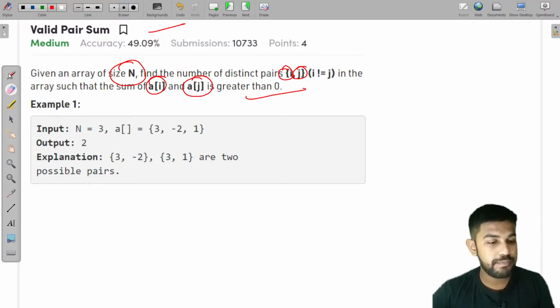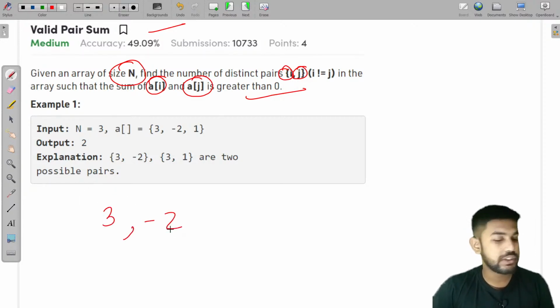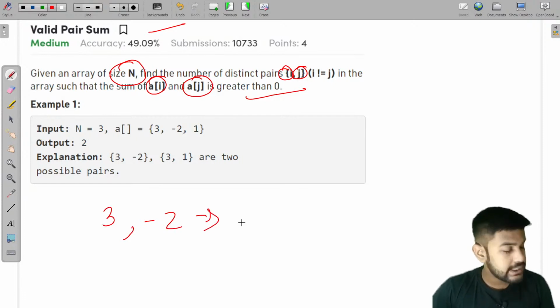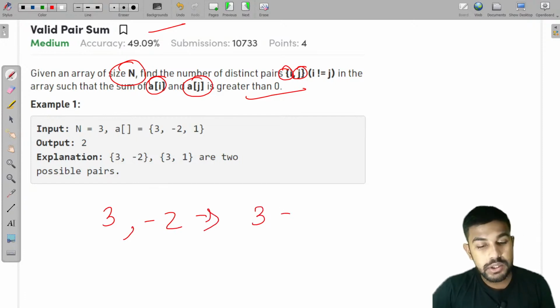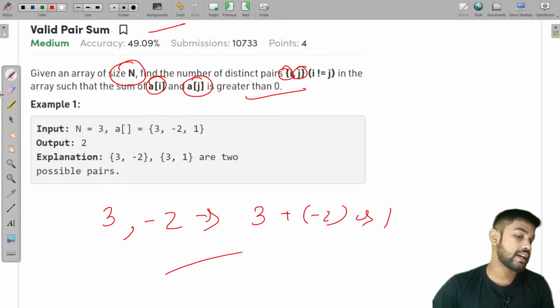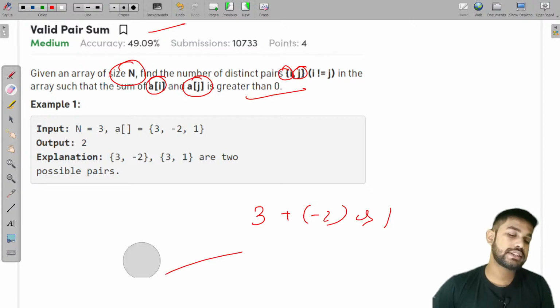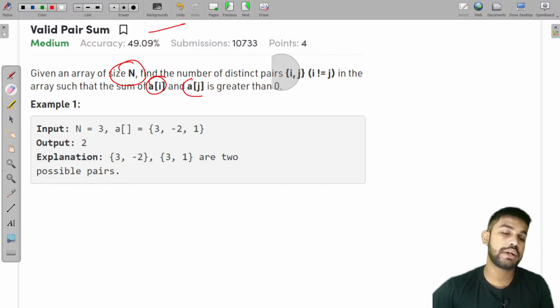Just let me do this. Yeah, suppose it is 3 and -2 which is present in the array. We can consider this. Why? Because 3 plus -2 is equal to 1, which is greater than 0. So we can consider this. Okay, so let us start solving the problem statement.